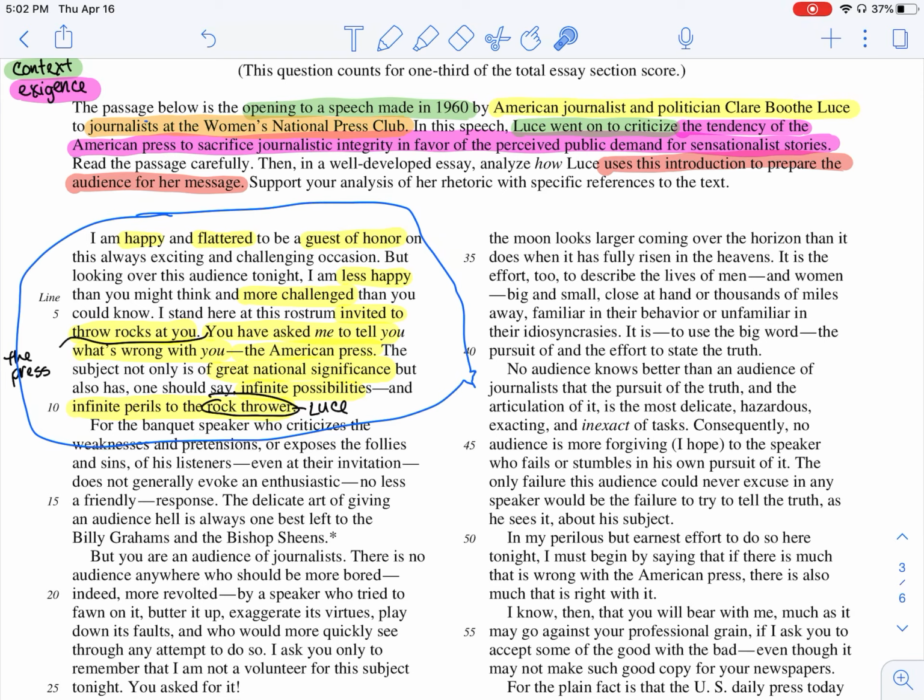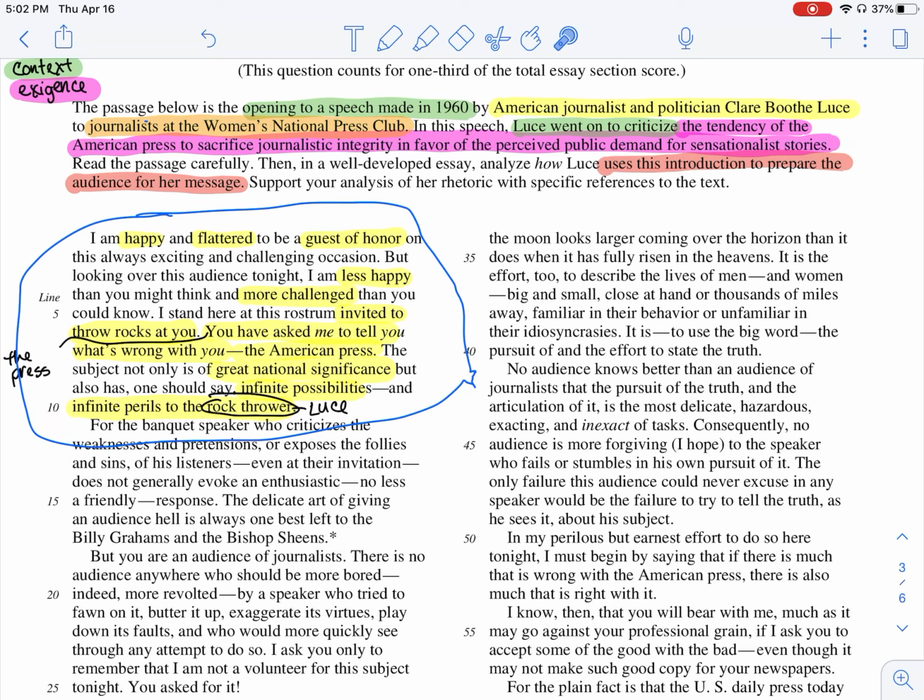Right. We need to make the connection. Like, what is the most likely way that this strategy will impact the audience? All right. So again, we know that she's acknowledging how difficult it is for her to stand in front of her audience and criticize them. We know how difficult it would be for the audience to sit there and be criticized.